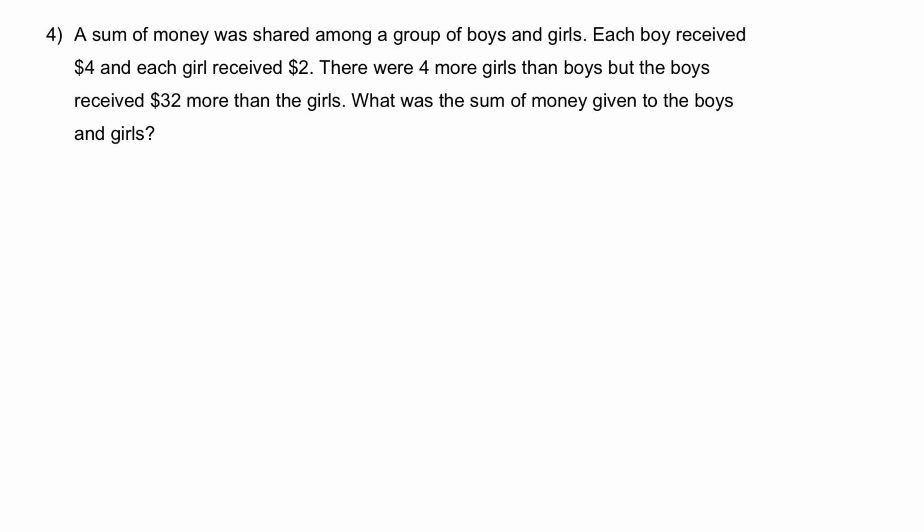With enough practice, once you build up your mathematical intuition, each time you read the question, you will know what the approach is. For this case, the story goes, the boy received $4, the girl received $2. However, there are 4 more girls than boys, but even though there are more girls than boys, in the end, the girls still receive less. How much less? $32 less.